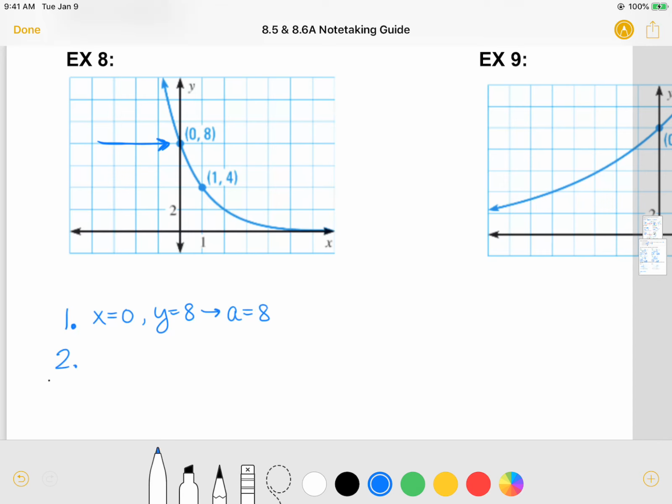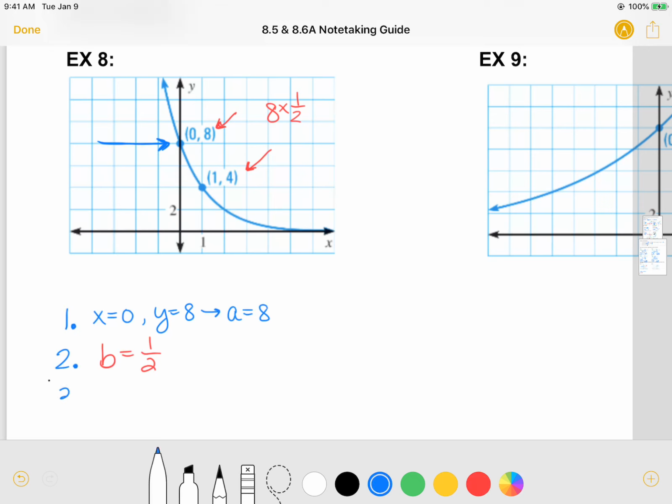All right, so next we need to find our common multiplier. And we're going to be doing that by looking at the y values. I have a y value of 8, and now it got smaller, and it went from 8 to 4. So how does an 8 turn into a 4? Well, we would have to divide by 2. And that's the same as saying times 8 by 1/2. Times it by 1/2. Okay? So b, our common multiplier, is 1/2.